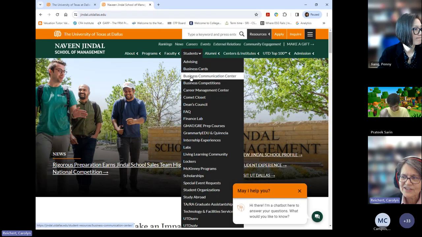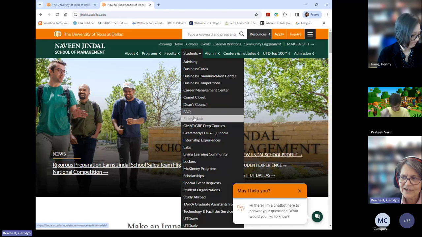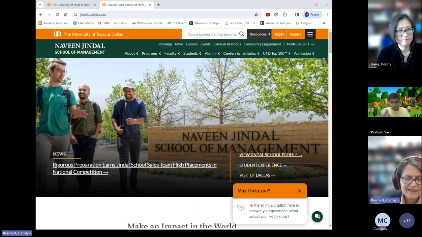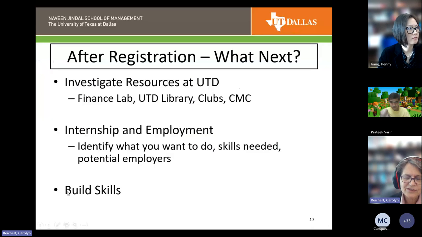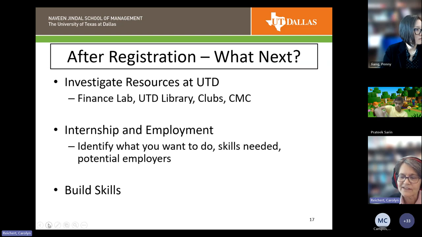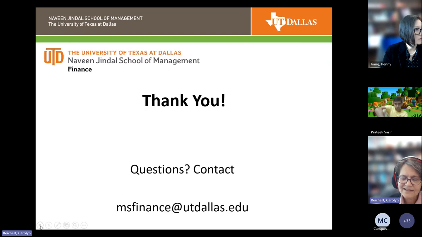There's the Business Communication Center, Career Management Center, Finance Lab. Find out what resources are available to you so that when you get here, you kind of know what you need to do. And you can build your skills. So for example, if you know that you don't have any knowledge on econometrics, maybe you want to build a little skills on that before you get here. So that's kind of the whirlwind tour.